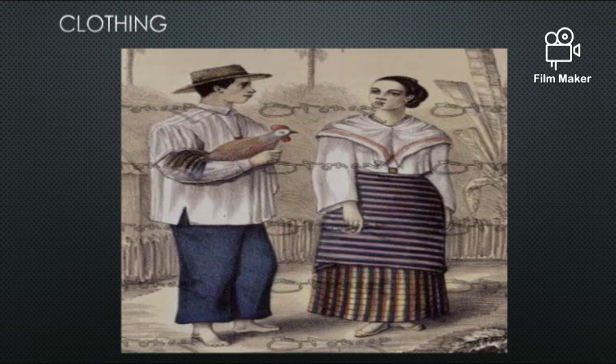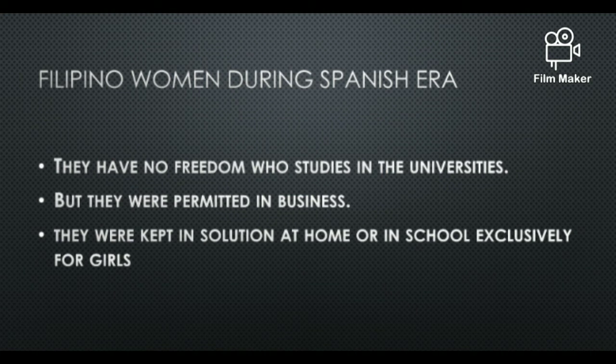Clothing during the Spanish period. Throughout the 16th century up to the 18th century, women wore a Hispanicized version of the baro't saya. The baro't saya is composed of a bodice called a camisa, often made of pineapple fiber or muslin, and a floor-length skirt, while the men wore the barong Tagalog, a collared and button-laced shirt or a suit.